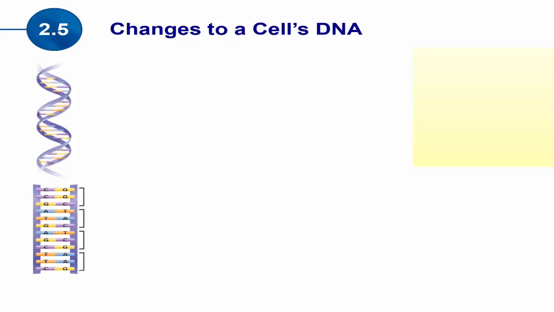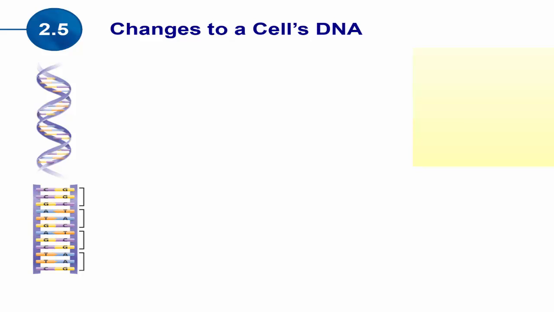So, in a nutshell, this is what you need to know about section 2.5, changes to a cell's DNA. We're going to call those changes to a cell's DNA mutations. Any change, let's say, in one of those bases, adenine is replaced by, say, thymine, or guanine is replaced or shifted out of place, is going to spell a different sequence of amino acids and therefore a different protein. It's going to have a different function.